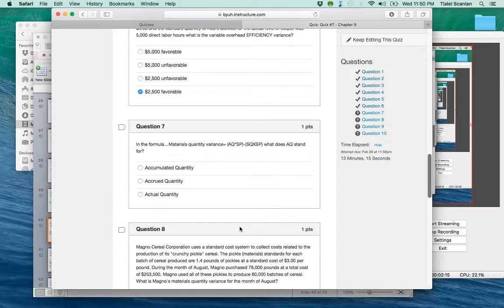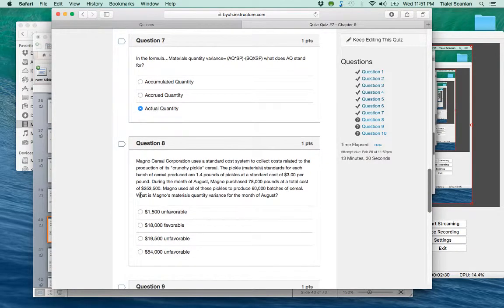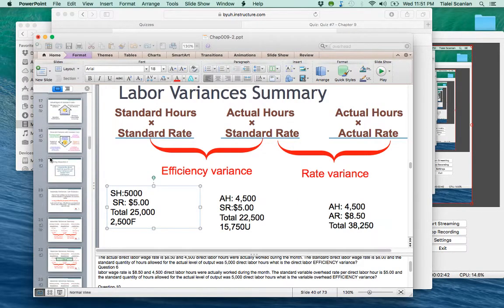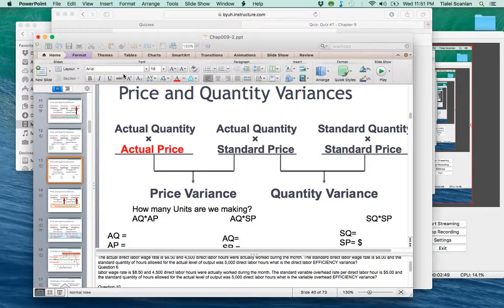In the formula, materials quantity variance, what does AQ stand for? So we're talking about not the accumulated quantity, not the accrued quantity, but the actual quantity. So we're talking about actual quantity, standard quantity, actual price, standard price, things like that. So Magno Cereal Company, this is asking for materials quantity variance. And so I'll go back to our PowerPoint over here, materials quantity variance. Oh, sorry, a little bit more. Okay, we're there.